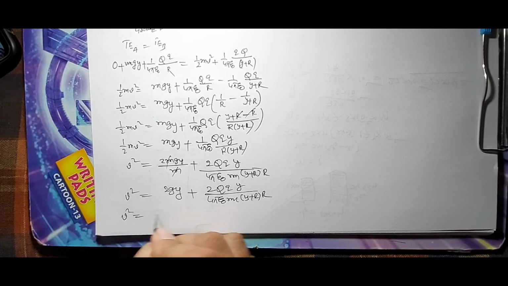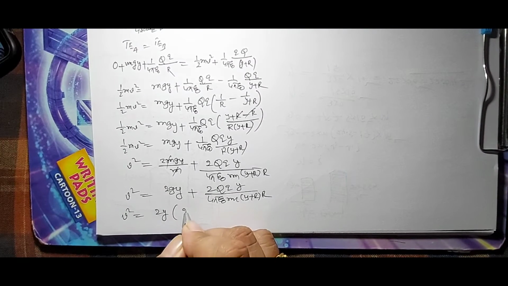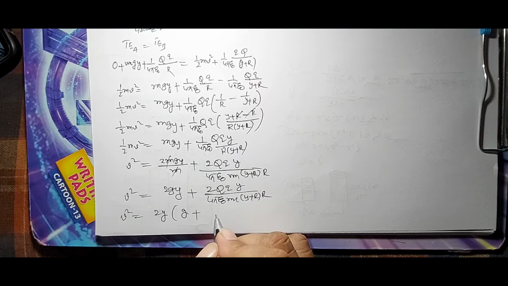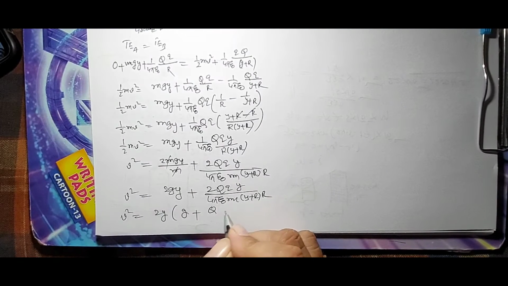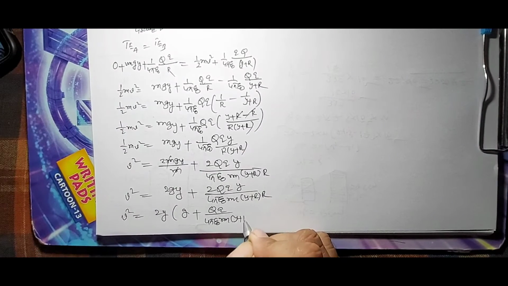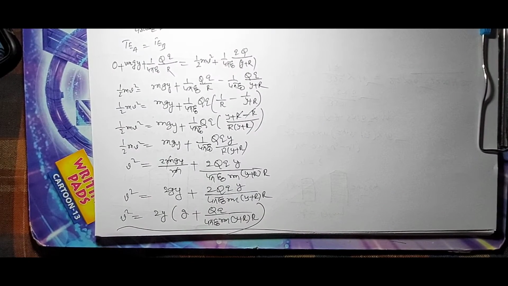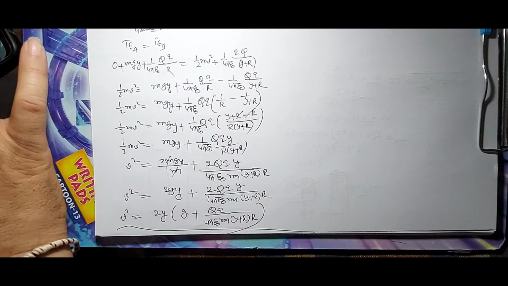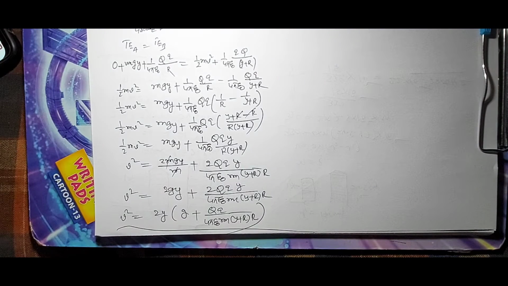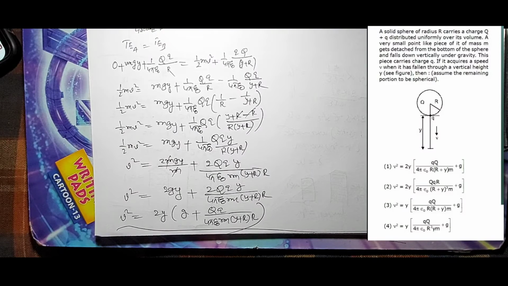v² = take 2y common, g plus Qq divided by 4πε₀ m (y+r) r. This is our answer, v square. So our correct option is here g plus 2y into this term.